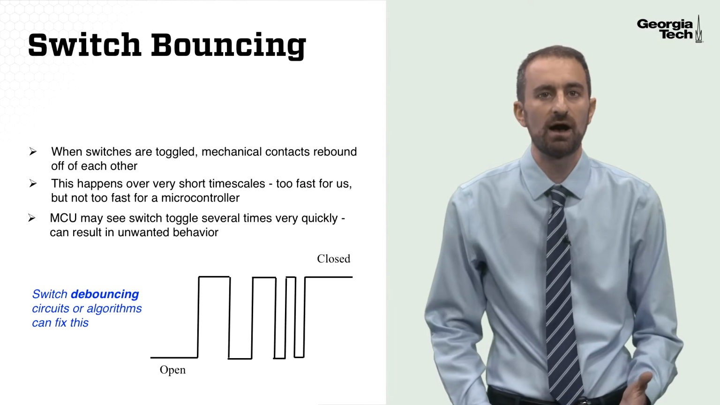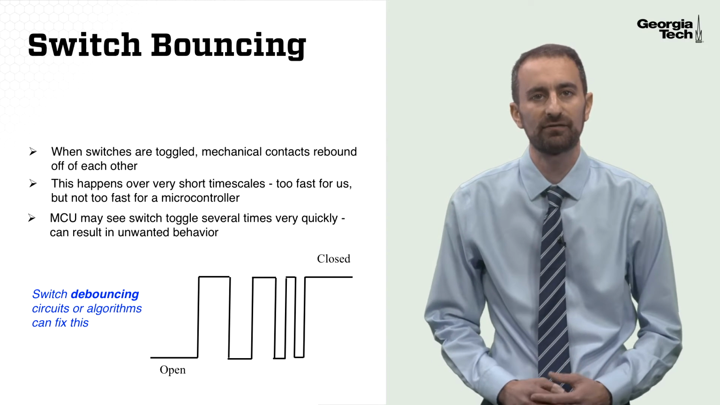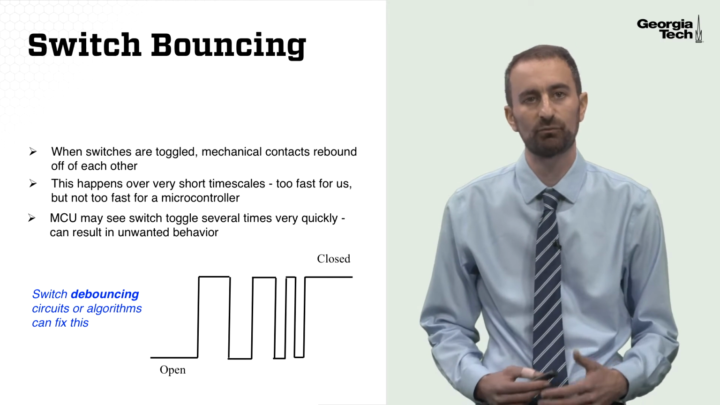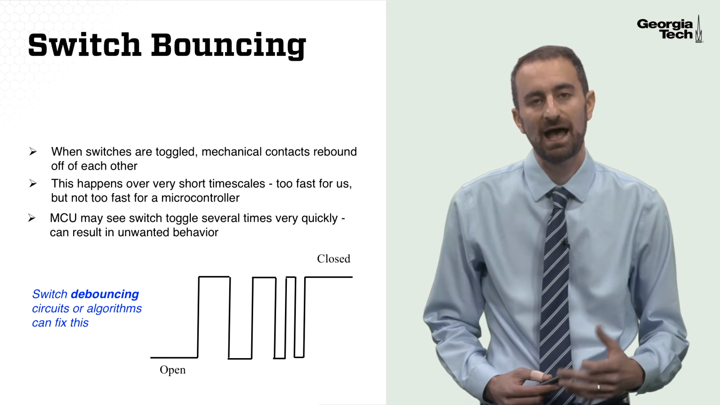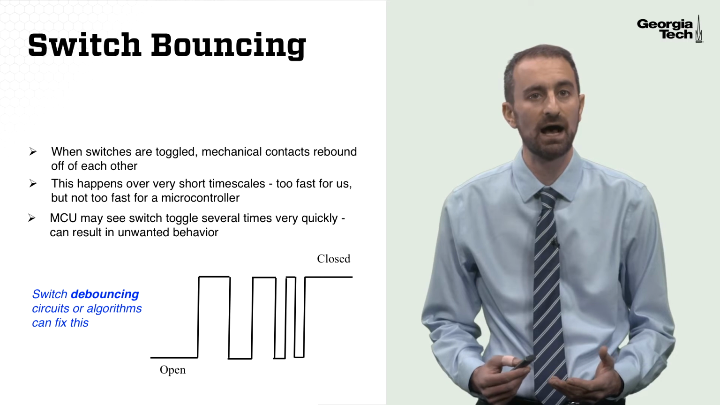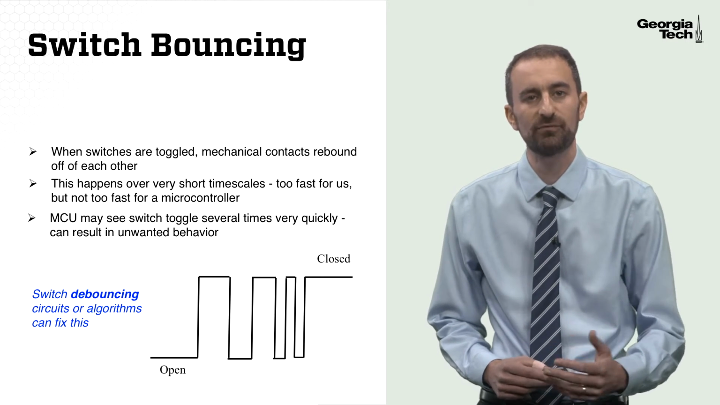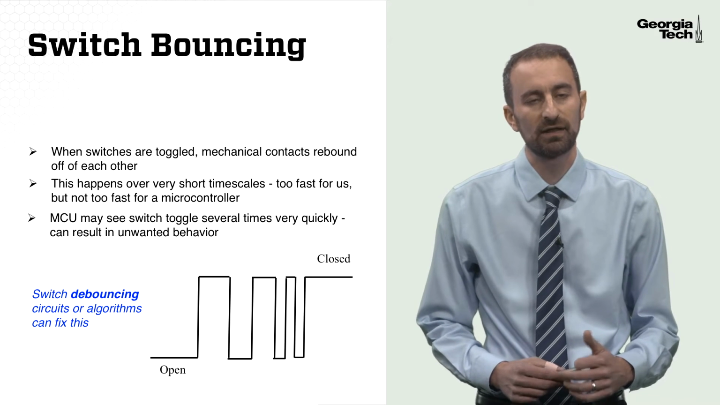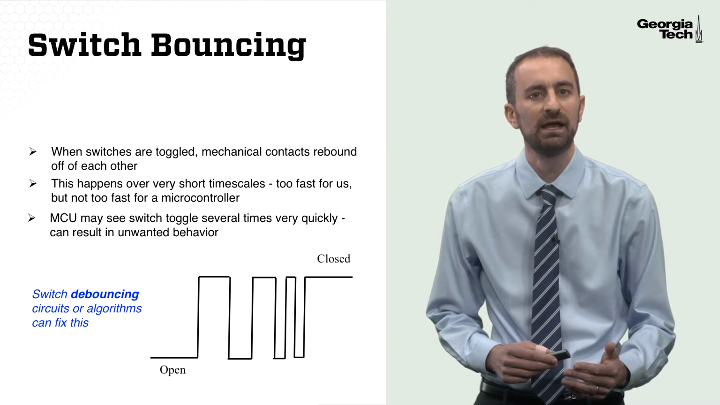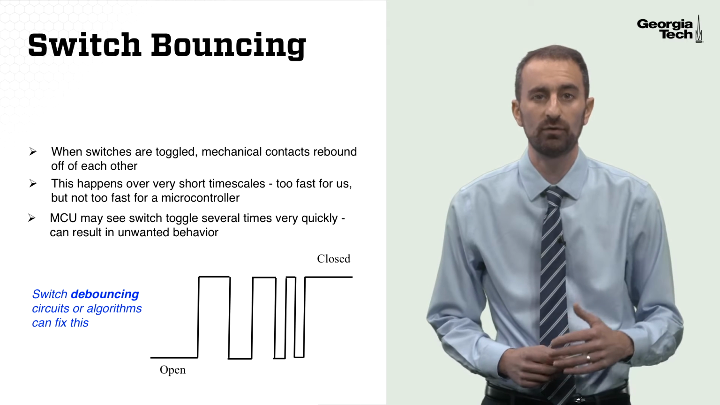When switches are toggled, it's important to understand actually what happens. There are mechanical contacts underneath the switch, and when the switch is toggled, those mechanical contacts rebound. This rebound happens over a very short time scale, too small to see with the eye, but it's not too fast for a microcontroller. So we oftentimes see that when we switch an electrical circuit, the microcontroller actually sees us switch that multiple times.